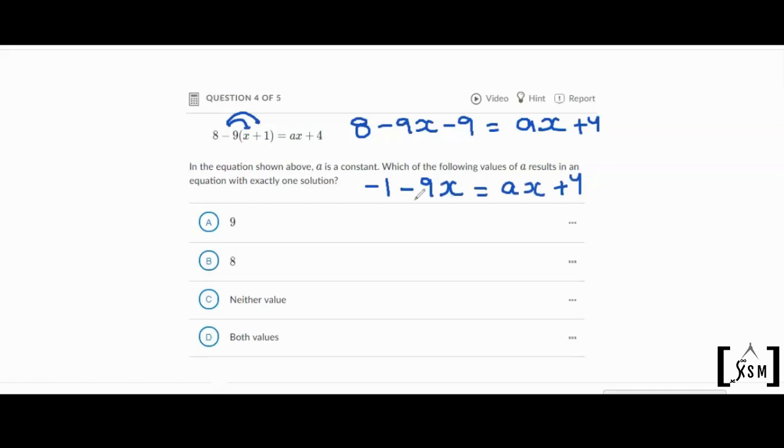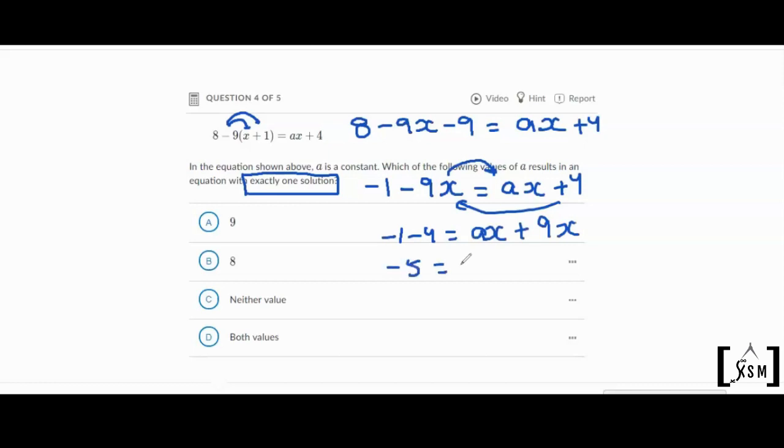And because we have to solve for exactly one solution, we'll solve for x. So bringing minus 9x this side and bringing plus 4 this side, we get minus 1 minus 4 is equal to ax plus 9x. So we get negative 5 is equal to (a plus 9) times x. And negative 5 divided by a plus 9 is equal to x.